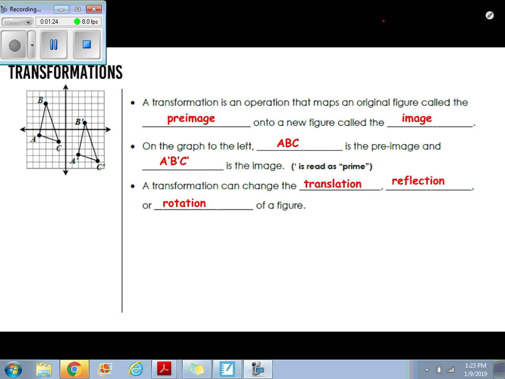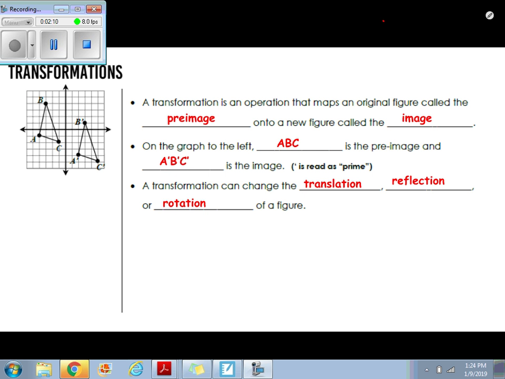How do I know the difference between the two? The pre-image has the regular lettering for the points. The image has these little tick marks at the top. We call them prime symbols. So this would be called A prime, B prime, and C prime. And what that denotes is that there was some sort of transformation that occurred. The reason why you want to keep it as A, B, C is because a transformation is going to preserve the figure, meaning the same shape is still going to be there and it's going to stay the same size. So your image and your pre-image will always be congruent. Does that make sense?